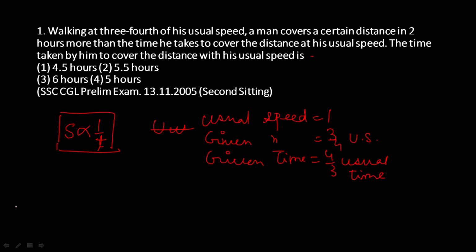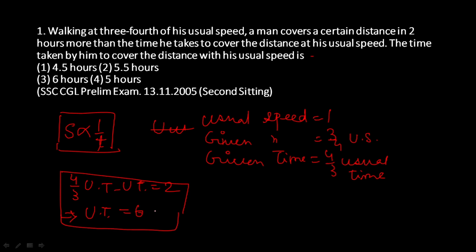So according to the question, 4/3 of usual time minus usual time is equal to 2, right? So usual time will be 3 into 2, which is 6, right? In the examination hall you have to do just these two lines, nothing else. The rest will be done in your mind. Clear? Otherwise you can do it without touching your pen if you have this concept clearly in your mind.